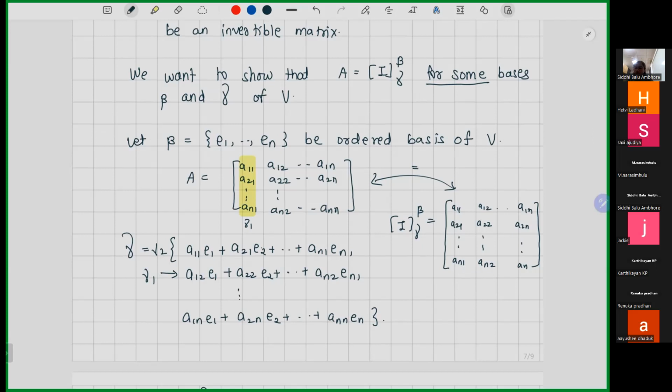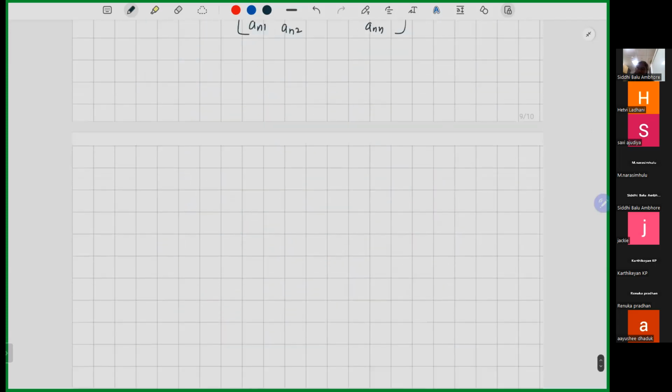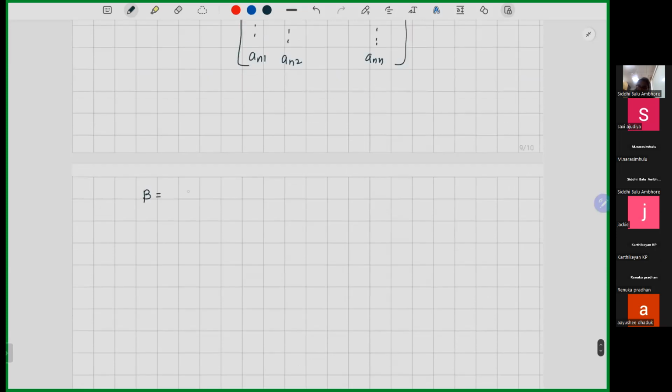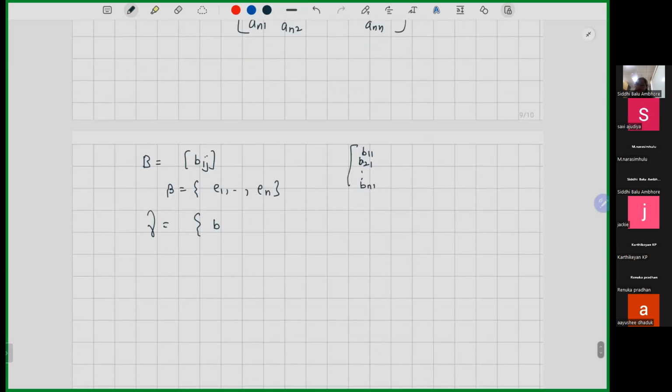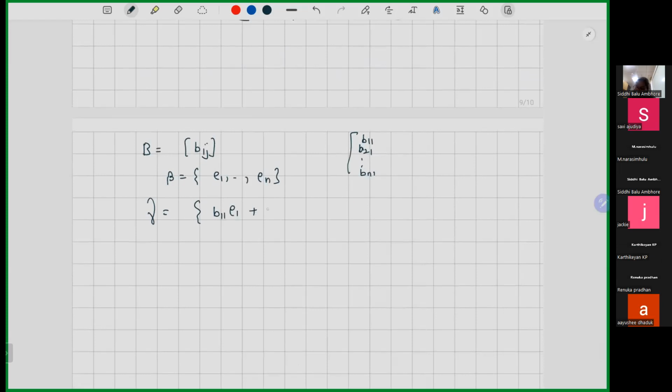Give me any other matrix, for example, suppose you give me B. Now this B is Bij. This is my matrix B, and my beta is again this E1 to En. Now my gamma will be the columns of B. What is the first column of B? B11, B21, Bn1. So my gamma 1 now is B11 E1 plus B21 E2 plus Bn1 En. I have to choose gamma in this way only.